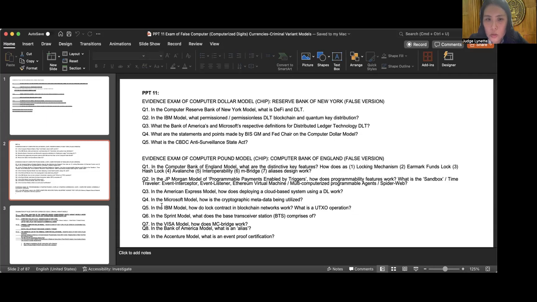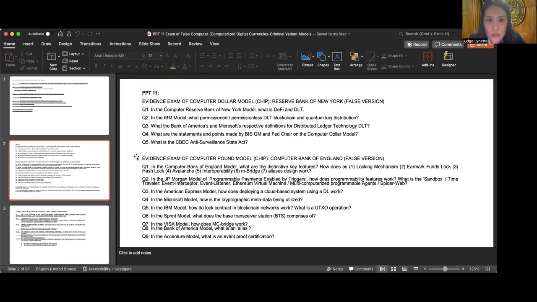Question 3, what are the Bank of America's and Microsoft's respective definitions for distributed ledger technology? Both Bank of America and Microsoft did express their versions of what is the meaning of DLT. So I'll examine what are their respective definitions. Question 4, what are the statements and points made by the BIS and the Fed chair on the computer dollar model? And what is the law, the American law, the CBDC Anti-Surveillance State Act?